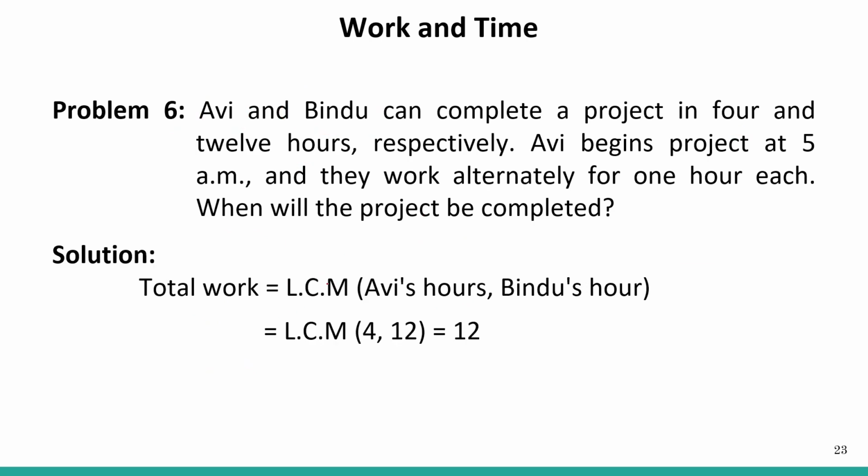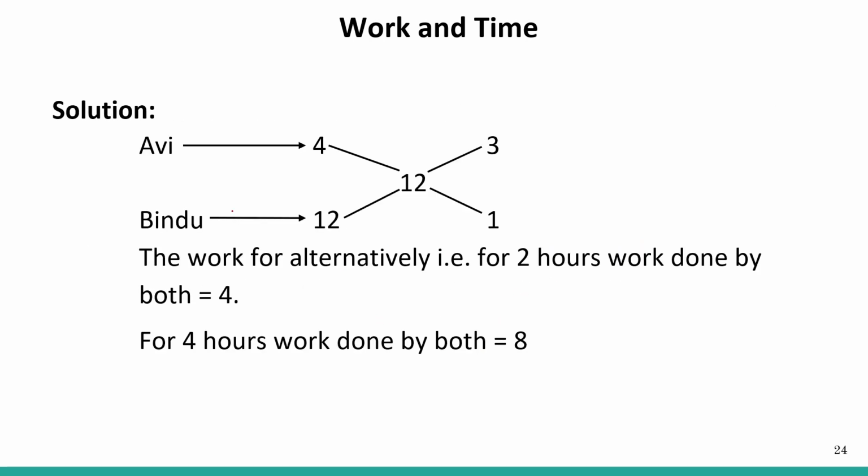So total work is equal to the LCM of Avi's hours and Bindu's hours, that is, the LCM of 4 and 12, which is 12, right? So Avi works for 4 hours and Bindu works for 12 hours. Okay, so working alternately, for 2 hours the work done by both is equal to 4. So 4 hours work done by both is equal to 8.